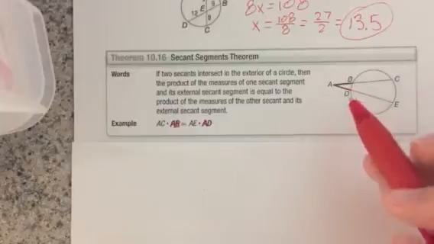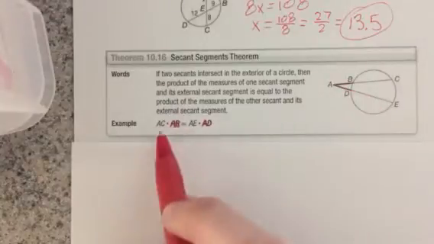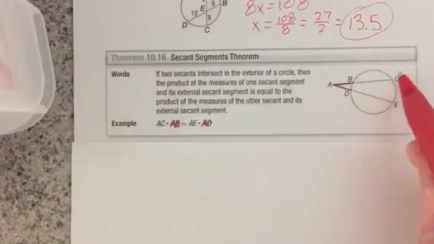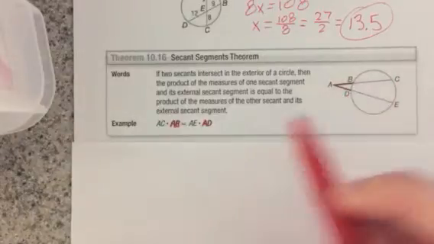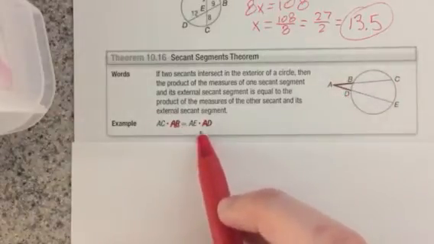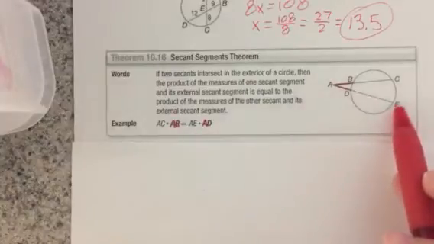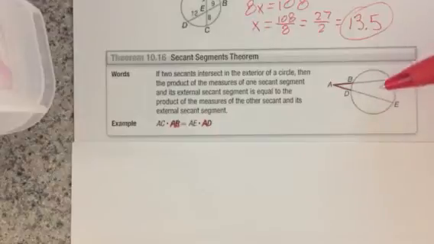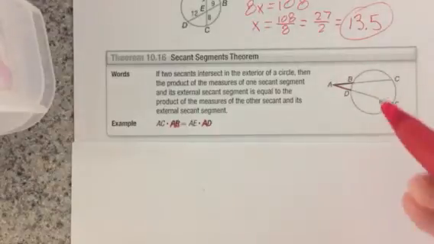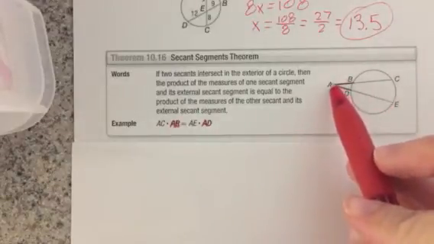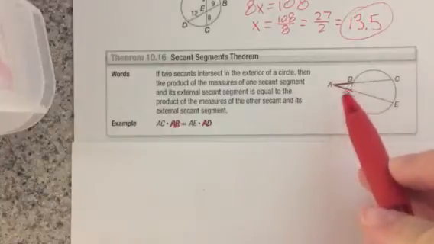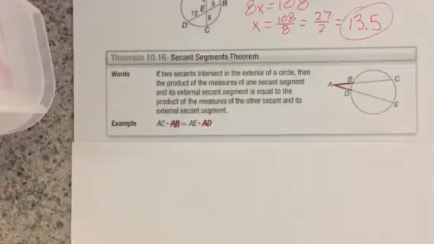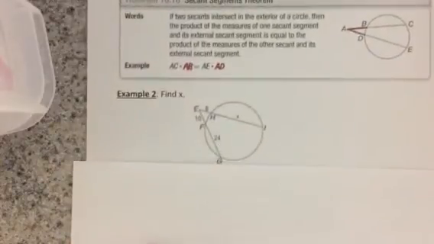So I tried to highlight here. If you look at this, it basically shows that AC, that's the entire secant line, times the outer part, AB, is equal to, same thing on the other secant, all of AE times the outer part, AD. So when I see 2 secant lines like this intersecting on the outside, I just like to think of it as the whole thing times the outside part equals the whole thing times the outside part, just like that. So let's take a look at an example of that.